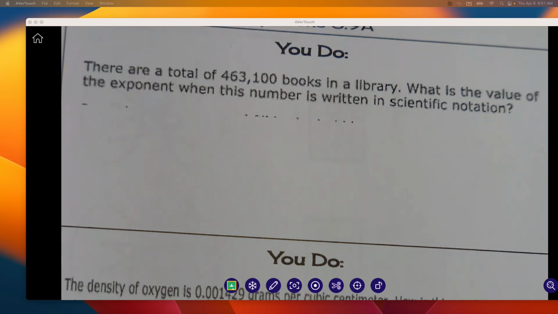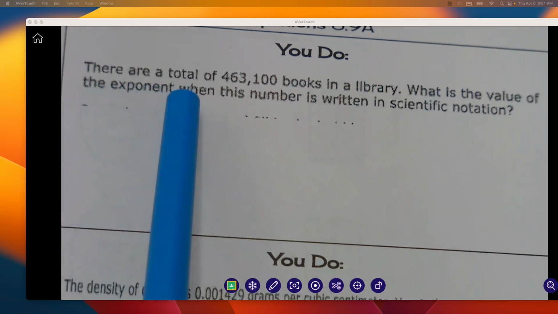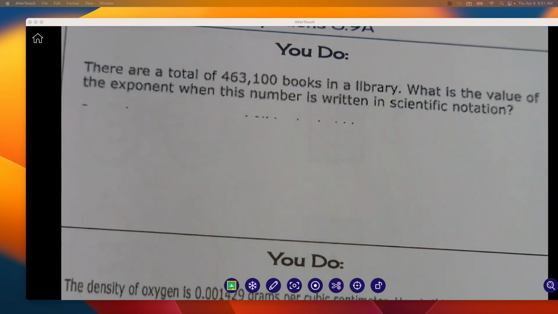Okay, so let's see if you're right. So hopefully the first thing that you did is you rewrote the number. But first, let's read the problem. Okay, there are a total of 463,100 books in a library. What is the value of the exponent?